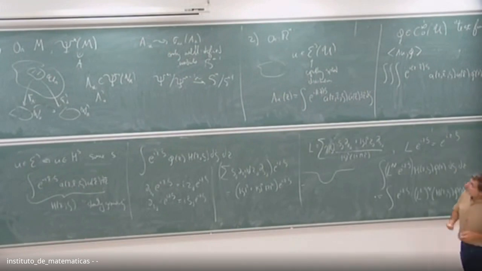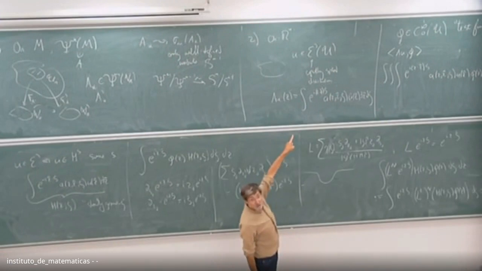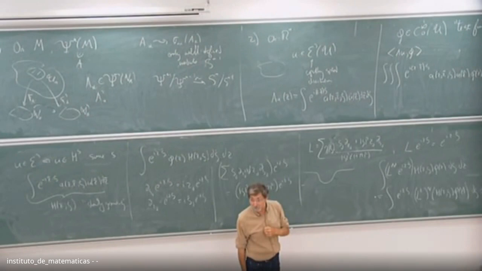Okay. Now, there's a caveat here. Suppose that U is actually smooth. Suppose that U is not a distribution, but suppose that U is actually a smooth compactly supported function. Okay, how does this argument change?